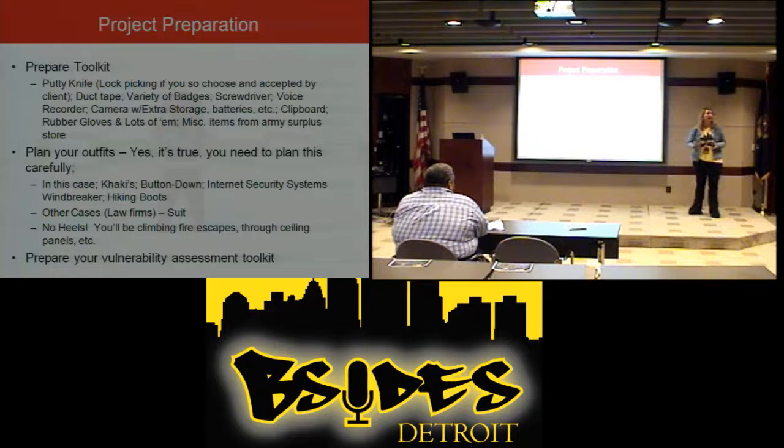So the next thing is prepare your toolkit, right? You'll need a putty knife, duct tape, a screwdriver, lots of extra badges. If you can, prior to executing, figure out what kind of badge system they have, if there are pictures, this, that, the other, and just go to Kinko's and make one. But if you start social engineering all the time, it just becomes part of your normal life, and then you end up collecting a whole bunch of badges because you know you can use them later.